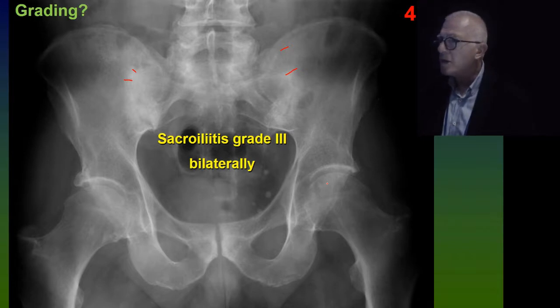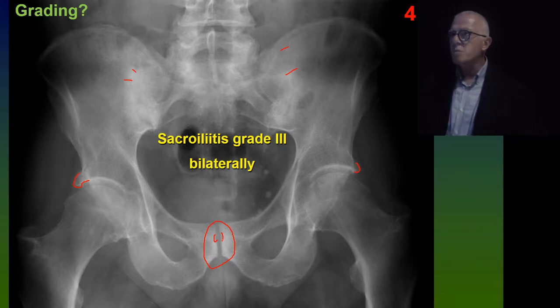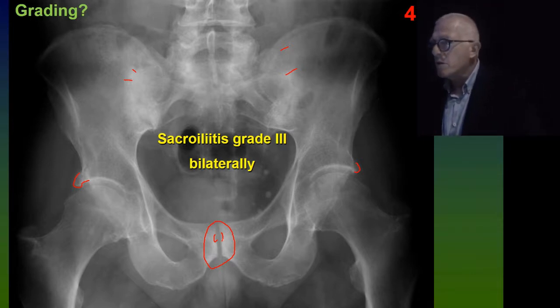What else do we see here in this plain film? Do you think this is normal? Definitely not. And there is also some enthesophyte. This is new bone formation and suggests hip involvement. And what else do we see here? We see sclerosis and early erosions, tiny erosions in the pubic symphysis, suggesting also involvement. So axial spondyloarthropathy is not only involving the sacroiliac joint, we have to look also for the pubic symphysis and the hip joints in a plain film.